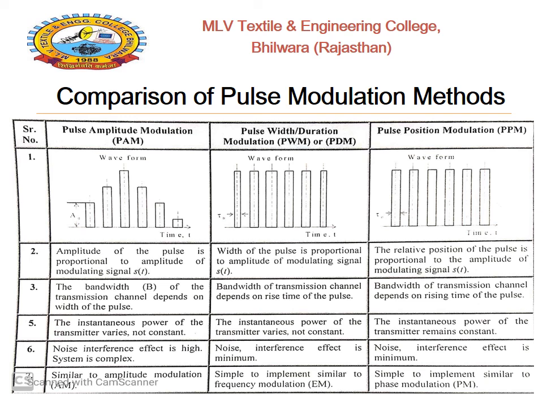In PAM, the noise interference effect is high, and the system is complex as compared to PWM and PPM. In PWM, the noise interference effect is minimum as compared to PAM. In PPM also, the noise interference effect is minimum as compared to PAM. PAM basically works in a similar way to amplitude modulation. In case of PWM, it is simple to implement, similar to frequency modulation. Third, in case of PPM, it is simple to implement, similar to phase modulation. So that is the comparison of different types of pulse modulation methods.